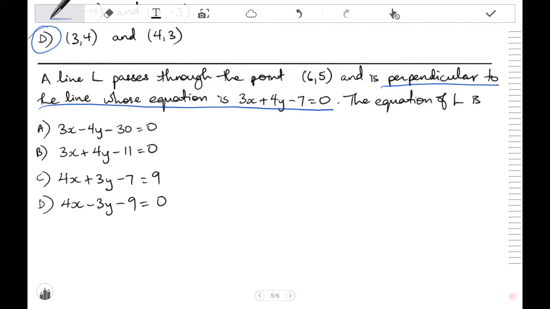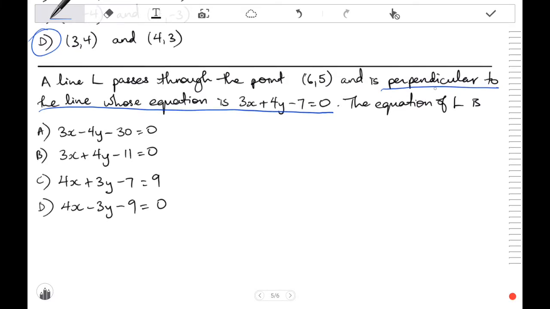So again, once you see that word perpendicular, remember two words that stand out: parallel and perpendicular. Once you see perpendicular, we need to know the gradient of this line to help us find the equation of the other line. Okay, so let's look at this line. We know this line is 3x plus 4y minus 7 equals 0. I need to find the gradient of this line because we're dealing with gradients whenever we mention the word perpendicular.